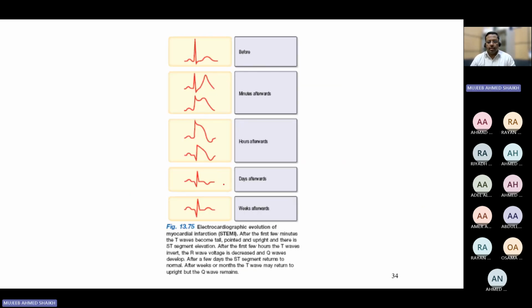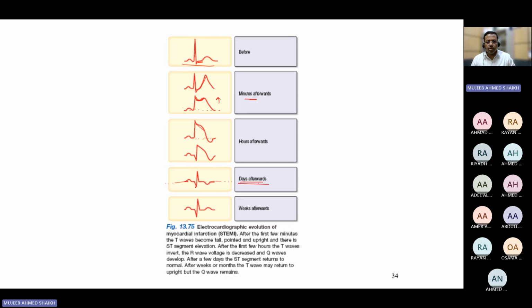This is for ST segment elevation. This is a normal ST segment here. And here, minutes after the infarction starts, you will see this is the horizontal line and the ST segment is here. So it is elevated. This is elevated. This is the horizontal line and the ST segment is high up here. And after recovery, you will see it come back to the normal position. The ST segment comes back to normal after days of the infarction.